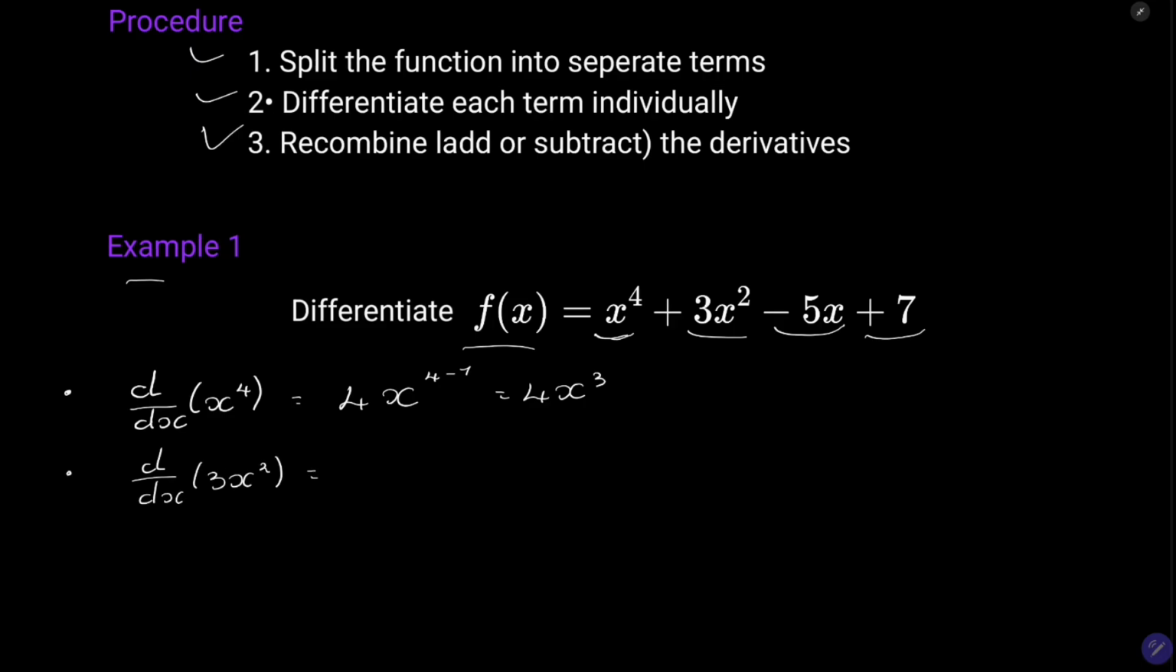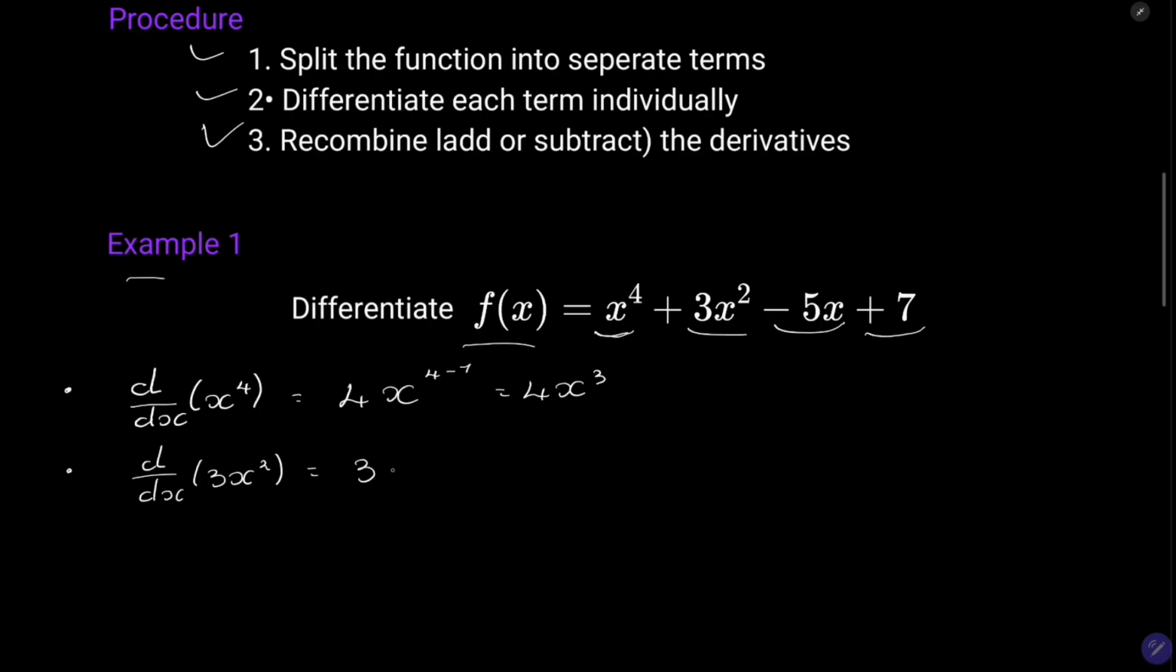Taking our second term, the derivative with respect to x of 3x squared. Now, if you remember, this is the constant multiplier rule. So what do we first do? We isolate the constant 3, which gives us 3 times the derivative of x squared with respect to x. Now, using the power rule on the derivative of x squared, we have 3 times 2x, which gives us 6x.